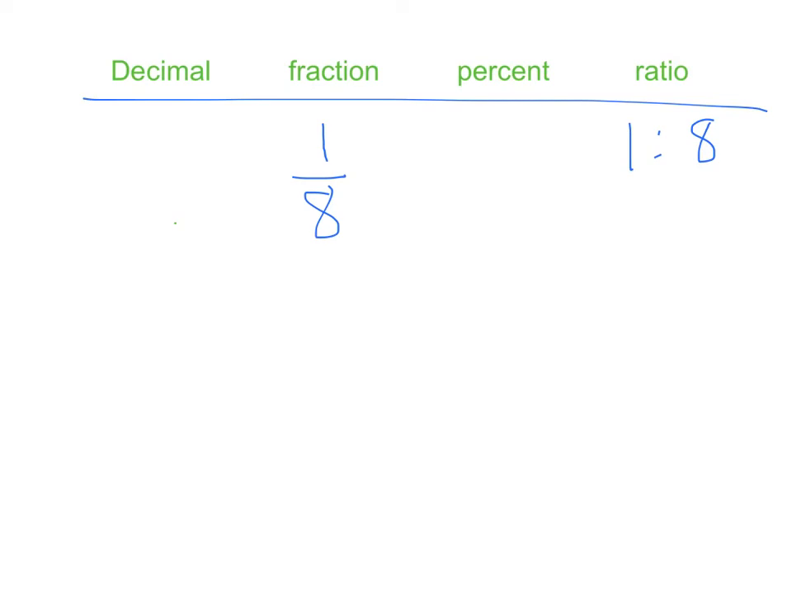What else can I do with that fraction? Let's see. So the only things I have left are decimal and percent. And I really can't get my percent unless I have my decimal. So what I need is that fraction to get that decimal.